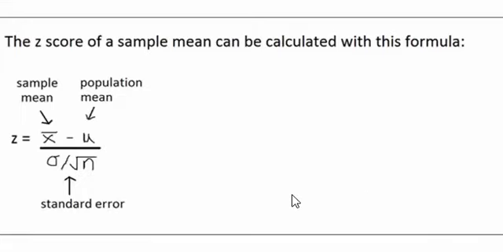The formula for the z-score of a sample mean is the sample mean minus the population mean over the standard error. This formula is very similar to the first z-score formula we learned, which was the z-score of an individual. That z-score was the data value, x, minus the population mean over the standard deviation. Now it's just the sample mean minus the population mean over the standard error. This is the formula that you use to turn a sample mean into a z-score. Let's just do one example to practice this formula.